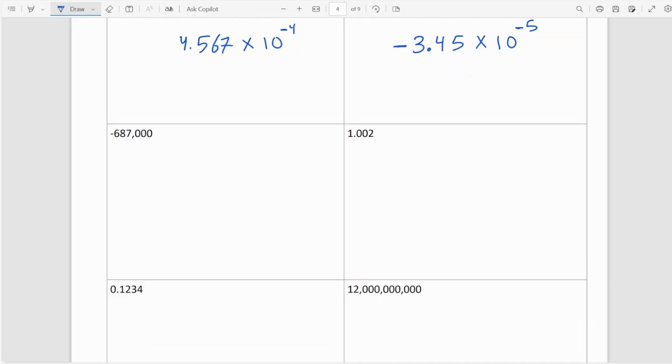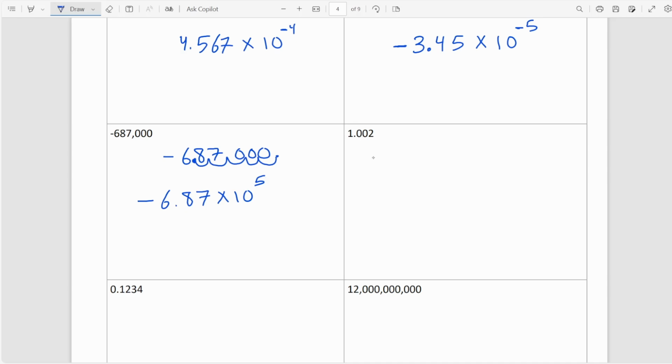And we have negative 687,000. I will place my decimal point over here and start moving to the left by 1, 2, 3, 4, and 5. So we have negative 6.87 multiplied by 10 to the power of 5. The number was bigger, it got smaller, so the power will be positive.